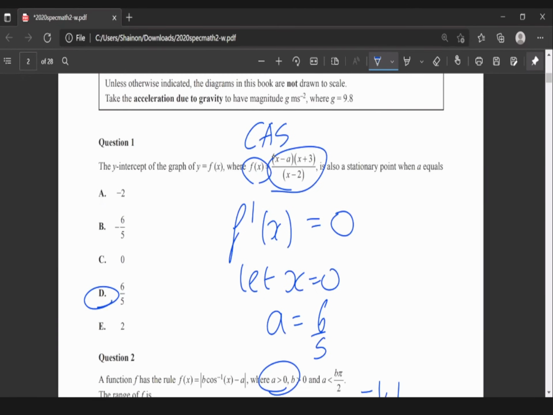2020. Question 1. I used the CAS for this. I defined f of x is equal to this. Then I found f dash x equal to 0. Then I let x equal to 0 and solved for a using the CAS. So I just found that a equals 6/5.